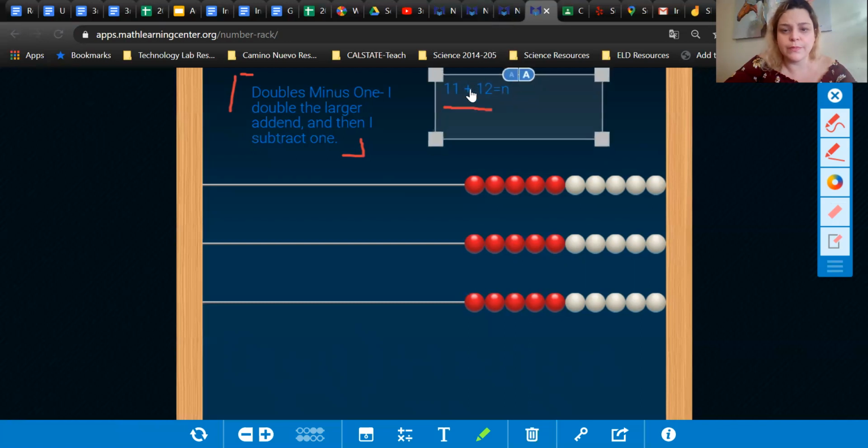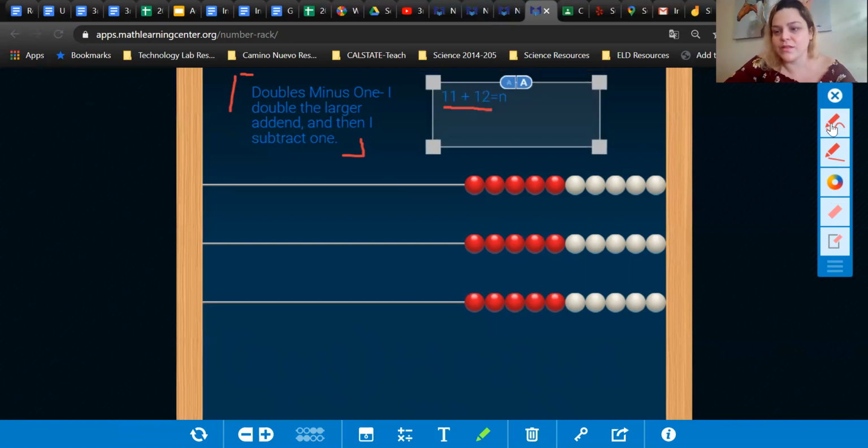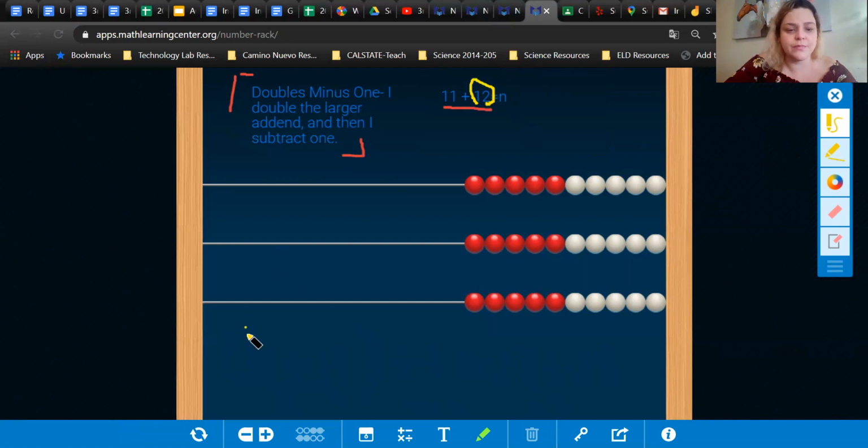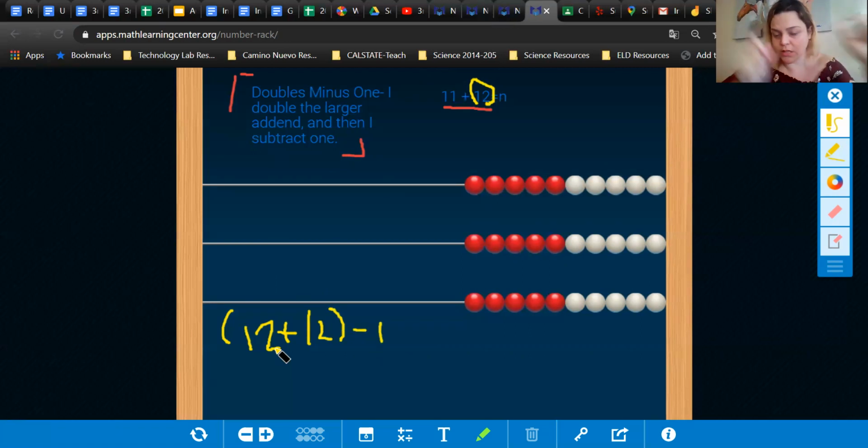Give me a second, guys. Let me choose, I like to use different colors so you guys can see it better. So I'm going to choose my larger addend. So I have to double that. 12 plus 12. And then it says I have to subtract 1. So I don't get confused, I'm going to just separate it like that so it looks better with a parentheses.